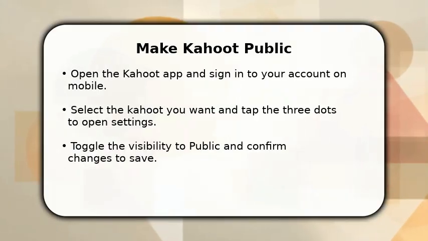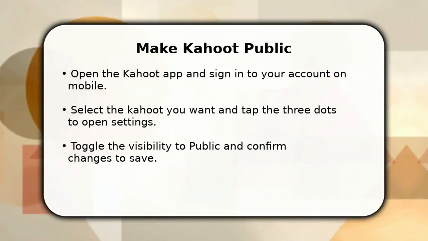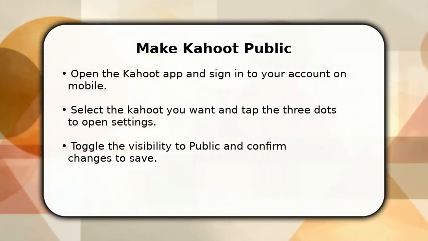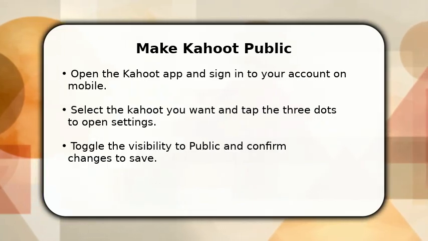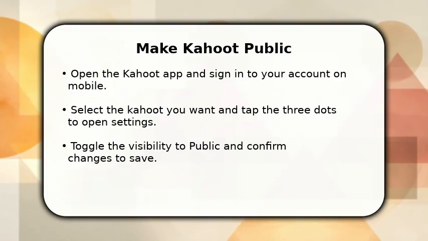In this video, I will show how to make your Kahoot public on mobile, full guide. Open the Kahoot app, sign in, and locate your Kahoot in My Kahoots. Tap the three dots to open settings, choose visibility, then select public. Confirm changes and check the Kahoot page to ensure it shows as public.